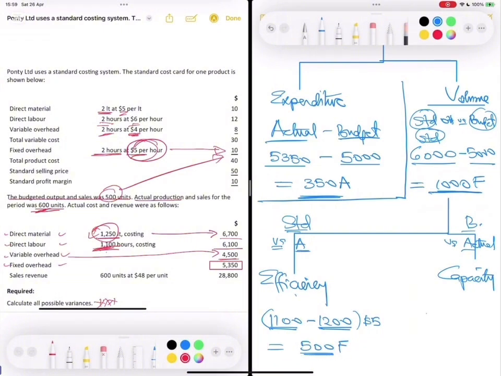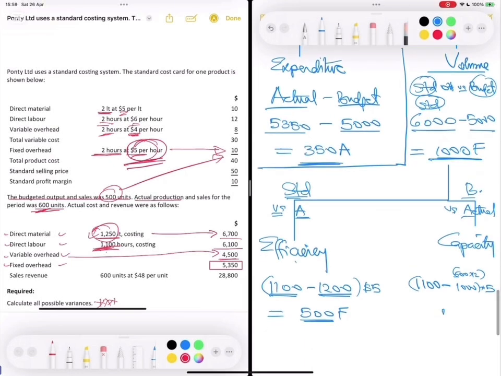Likewise, we do the same thing here, actual and budget. The actual is 1,100 hours, and the budgeted hours was what? We budgeted how many hours? 500 units at 2, so that's 500 times 2. That's budget, so that's 1,000 hours. We're also going to value it at the standard rate of $5. That will also give us 100 times 5, which is 500 favorable.